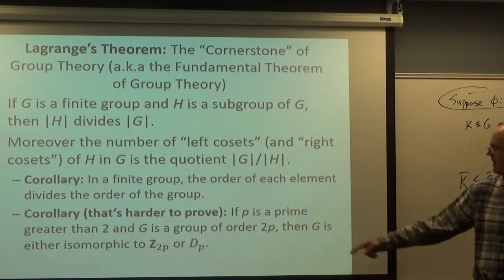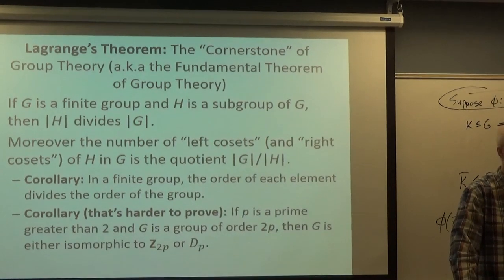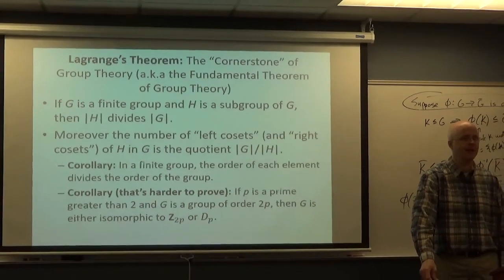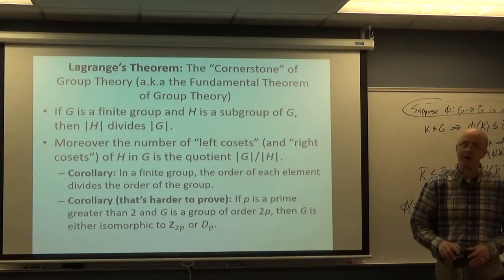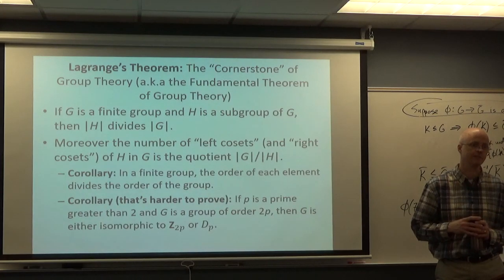That's a pretty strong corollary, and again, the book calls it a theorem, in chapter 7, because it's a pretty profound fact. It's harder to prove, but part of the proof does involve using Lagrange's theorem. So you can think of it as a corollary of Lagrange's theorem.